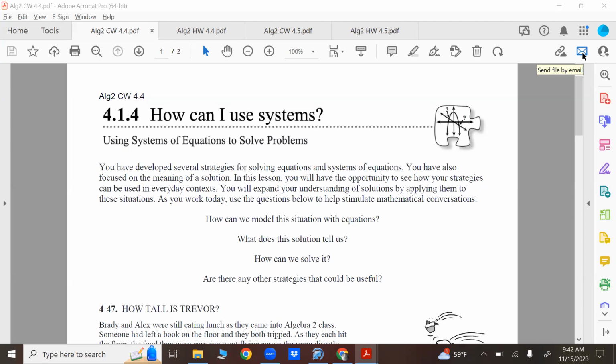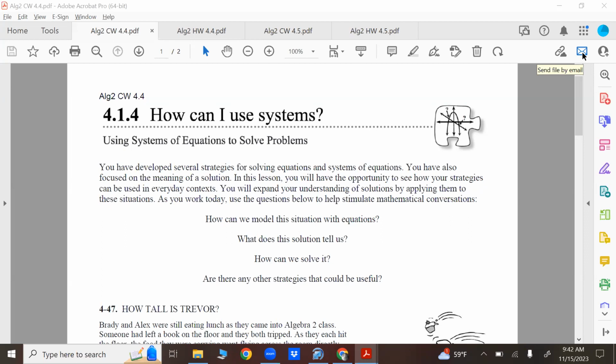So let me read the blurb here, and then we'll go through the story. You have developed several strategies for solving equations and systems of equations. You have also focused on the meaning of a solution. In this lesson, you have the opportunity to see how your strategies can be used in everyday context. We're doing word problems. That's what's happening here. You'll expand your understanding of solutions by applying them to these situations. As you work today, use the questions that help stimulate mathematical conversations.